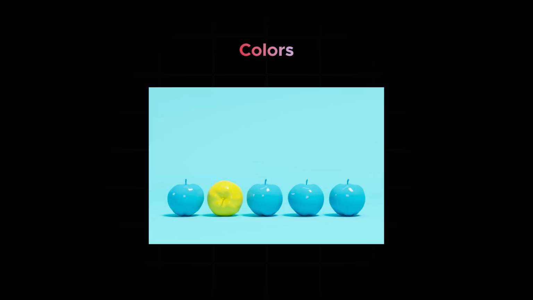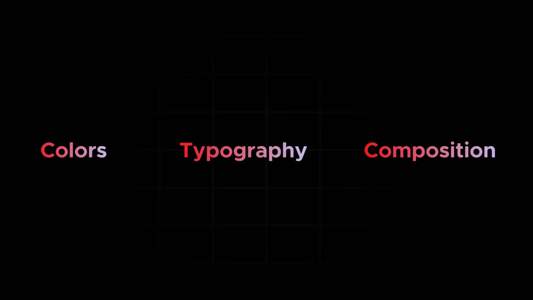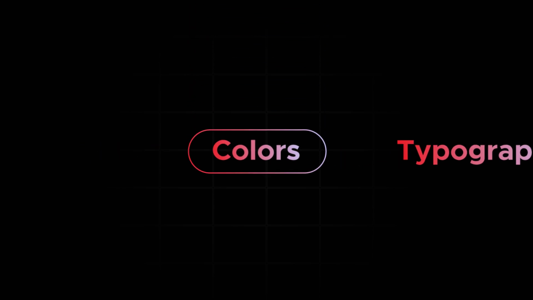It can be through colors, shapes, textures, typography, and even through compositions. But primarily, I'm gonna show these three: colors, typography, and compositions. Firstly, let's look at colors.